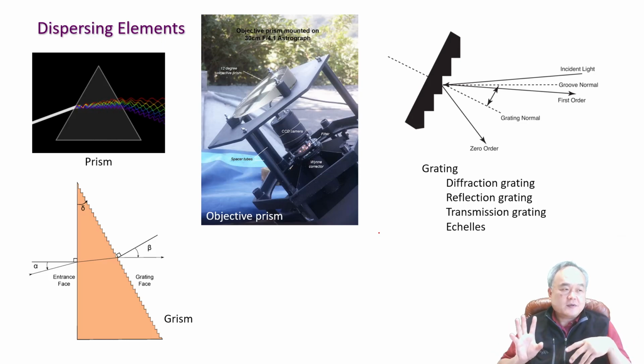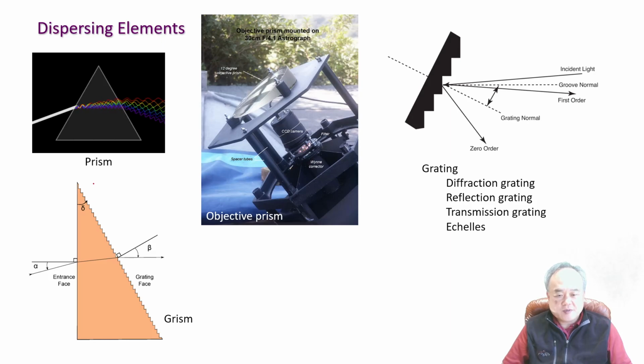It considers several possible dispersing elements. First one, as we have seen, is the prism. Prism, by using the refractive index of the material, really disperses the light based on the wavelengths. Second, the category is the so-called grating.